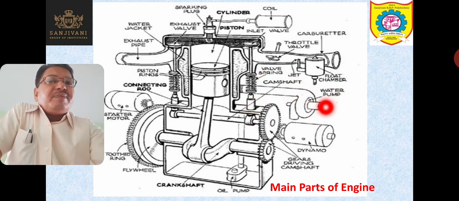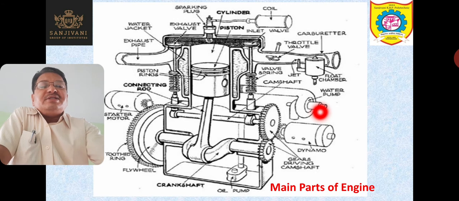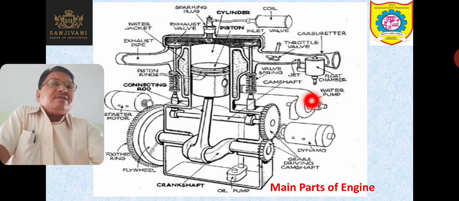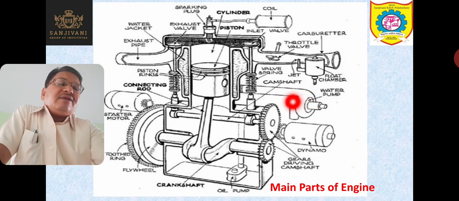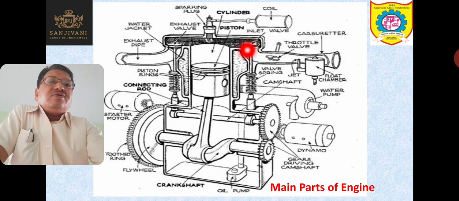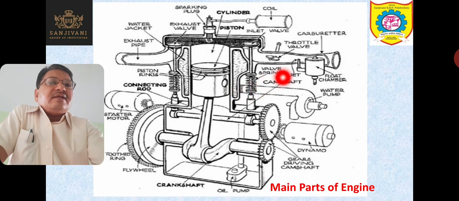Then this is the water pump. This is used in order to circulate water around the engine jacket, around the engine. That means water is circulated through the engine jacket, so that the engine is cooled. It is a water cooled engine. This is the jacket around the engine cylinder, right?